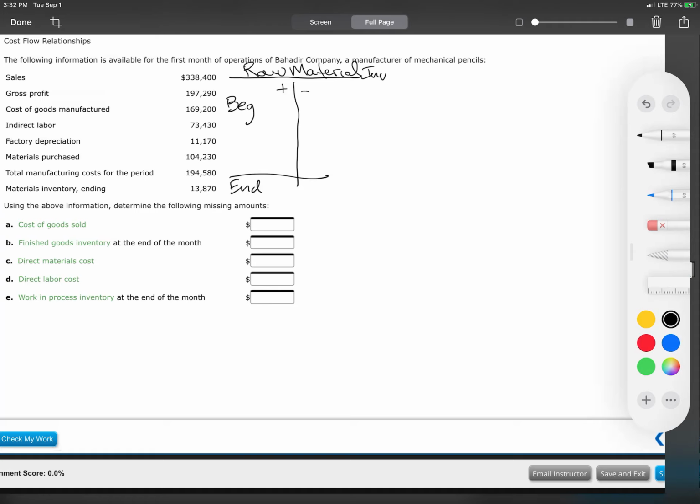When do we debit this account? Every time we purchase. So purchases. And when do we credit this account? Whenever we use. Think of this as a building of materials. When new materials come in, we debit this account. When materials exit, we credit this account. And where do they go when they exit? They go to another building.